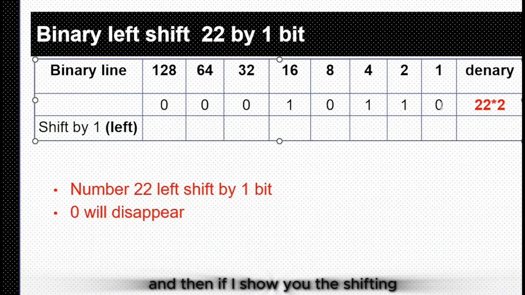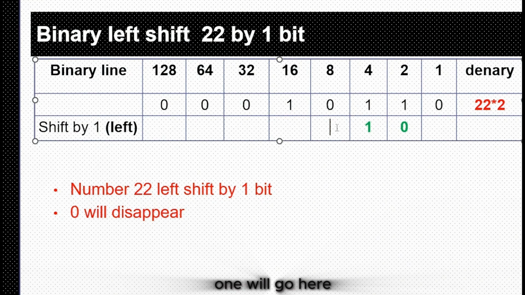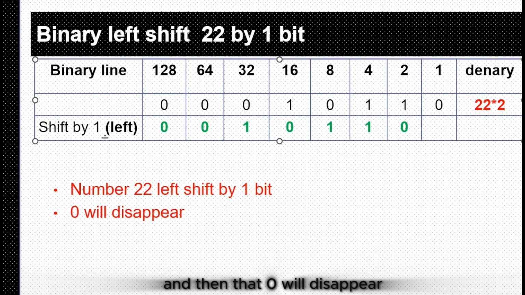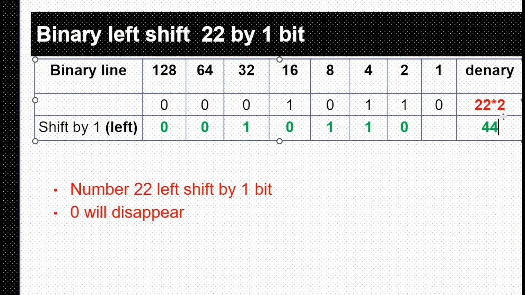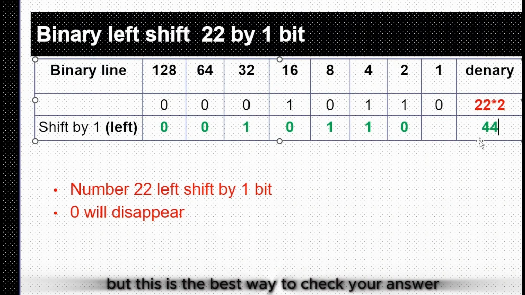And then if I show you the shifting, this 0 will go here, one place, 1 will go here, 1 will go here, 0 will go here, 1 will go here, and then 0 will go here, that 0 will go here, and then that 0 will disappear because there are not enough bits. So that will literally disappear. And if we add these, that will show you it is 44. It has doubled your result. So this is the best way to check your answer.